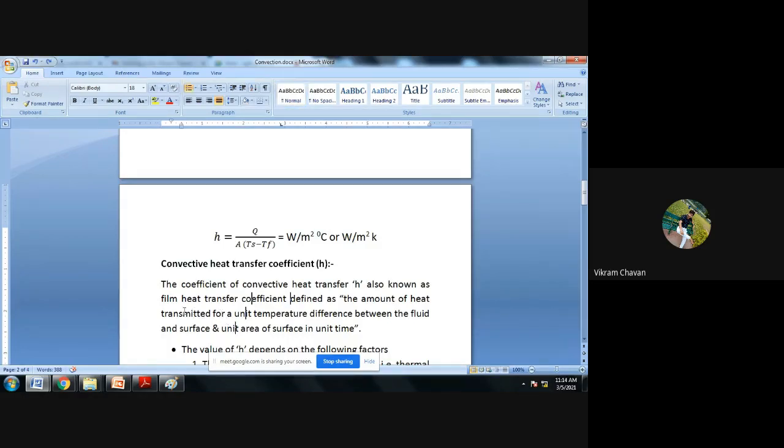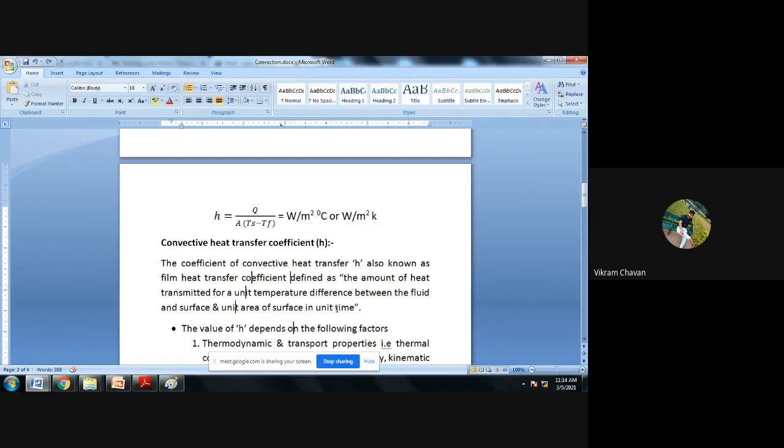Another terminology for the convective heat transfer coefficient is film heat transfer coefficient, and it is defined as the amount of heat transmitted for a unit temperature difference between the fluid and a surface and unit area of a surface in unit time. Okay. So H, what is the meaning of this definition?